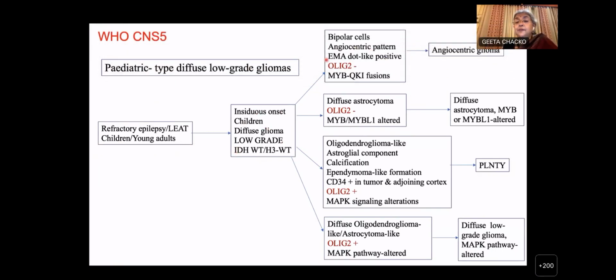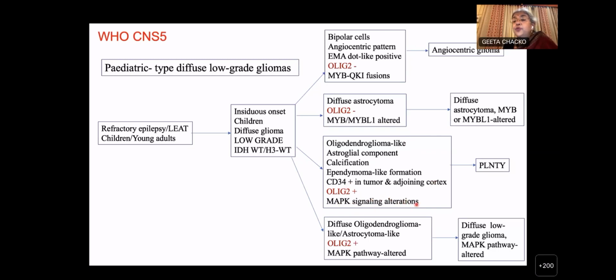The IDH wild type, H3 wild type. Two of them are OLIG2 negative. This is the angiocentric one, which has a very typical classic angiocentric pattern of tumor cells, and they are EMA dot-like positive. And the other, which requires demonstration of the MYB, MYBL1 alteration. And then there are two that are OLIG2 positive. The one which we had is our case, could have an astro and oligo-like look, more often oligo-like look on morphology. Definitely shows calcification, is CD34 positive, and one can make a diagnosis.